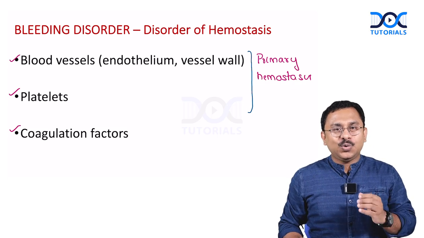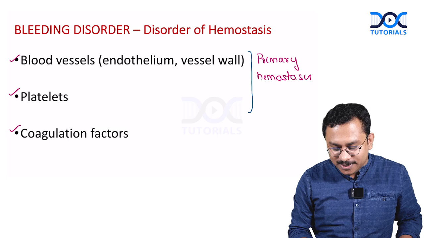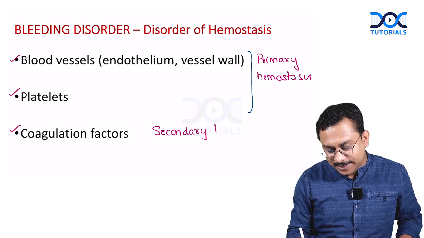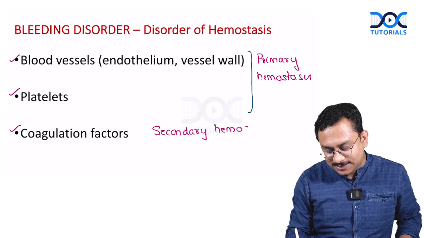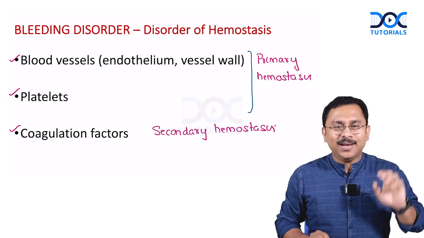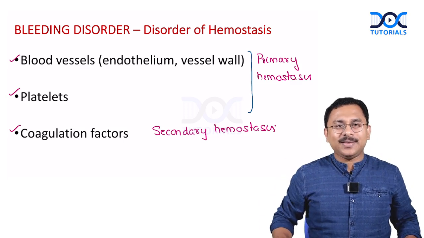Whereas if it is due to a problem with coagulation factors, you call it a disorder of secondary hemostasis. So any bleeding disorder can be grouped into a primary hemostatic disorder or a secondary hemostatic disorder.